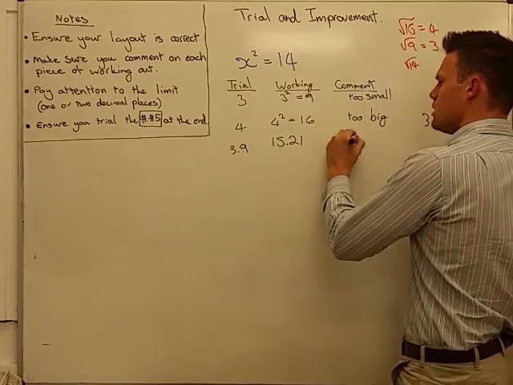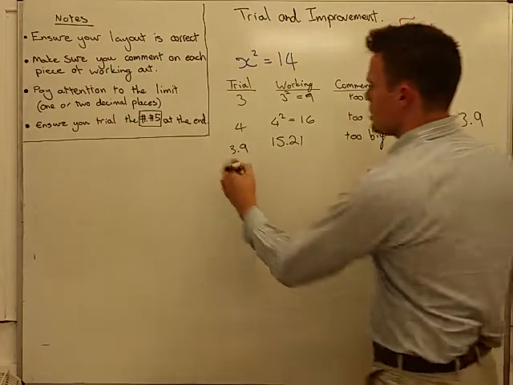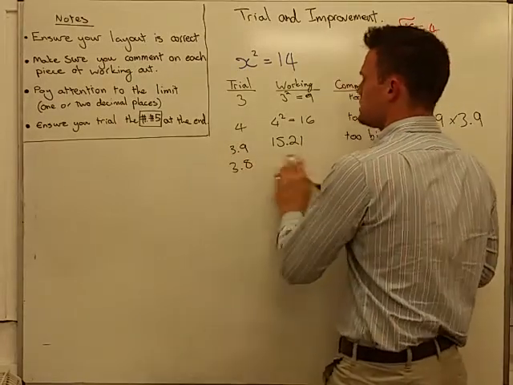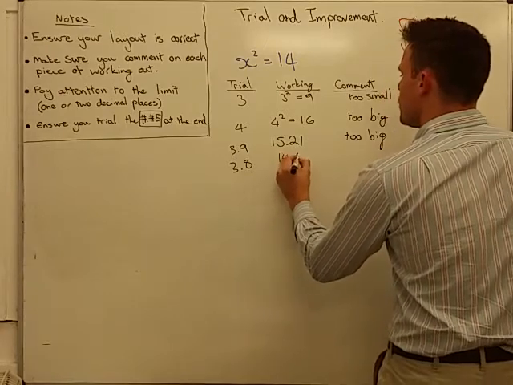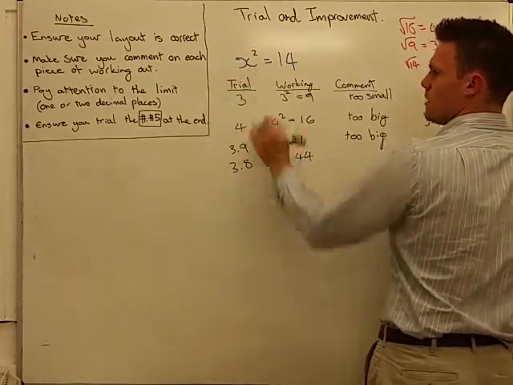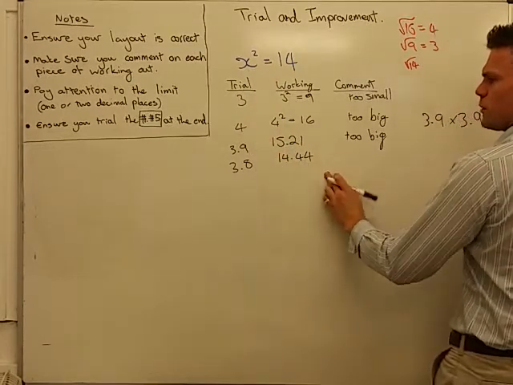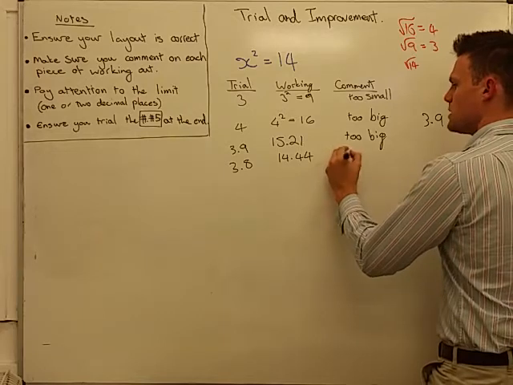15.21, that's again too big. Okay, so let's be a bit more intelligent. Let's try 3.8, because that's pretty close. We're getting there. 3.8 gives us 14.44, if I do 3.8 squared. Okay, so 3.8 squared is 14.44. Unfortunately, that's still too big.